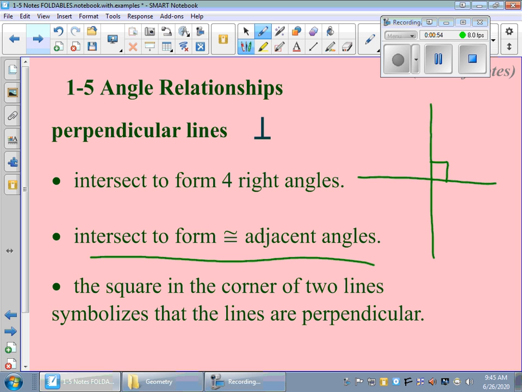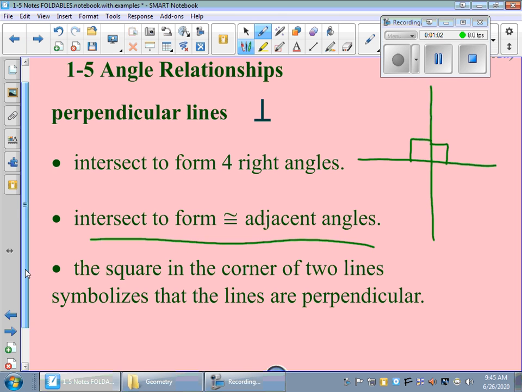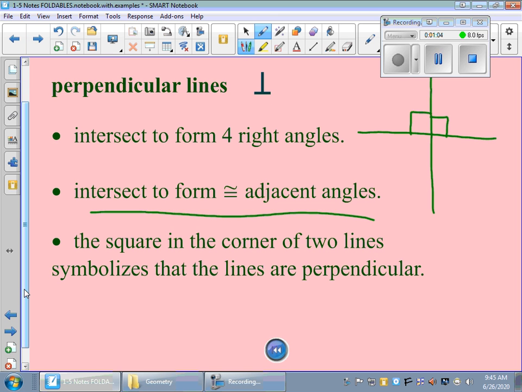We're going to go through what adjacent is today. Adjacent means they're right next to each other. So these are right next to each other. They're congruent. They're all 90. And we have that symbol to represent that. A square in the corner of the two lines symbolizes that the lines are perpendicular.